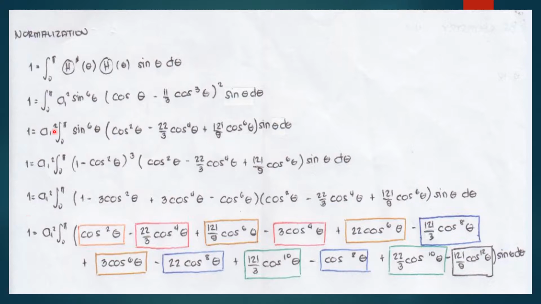So, normalizing the function, 1 is equal to the integral of theta times sine theta d theta from 0 to pi. 1 is equal to the integral of A1 squared times sine theta raised to 6 times cosine theta minus 11 over 3 cosine cubed theta, squared, times sine theta d theta. We can move the constant A1 out from the integral since it is a constant.